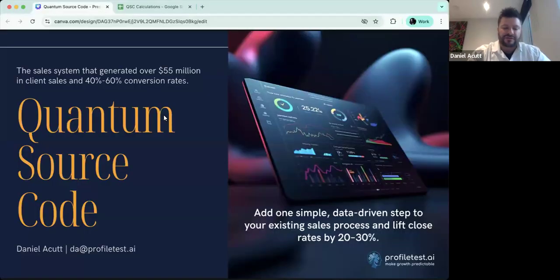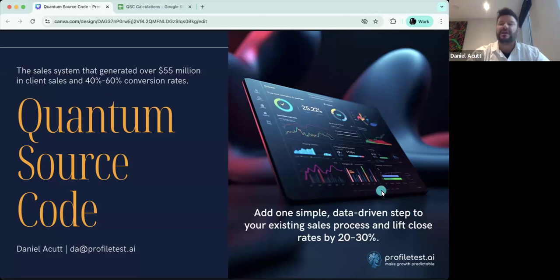Fantastic. So, quantum source code. The goal here is to really understand how you take your sales conversions from what they currently are, which on average is about 20 to 25%. If you're not doing that, then we need to have a conversation, all the way up to 50, 60% close rates. So we want to look at using quantum source code to increase close rates of conversations.